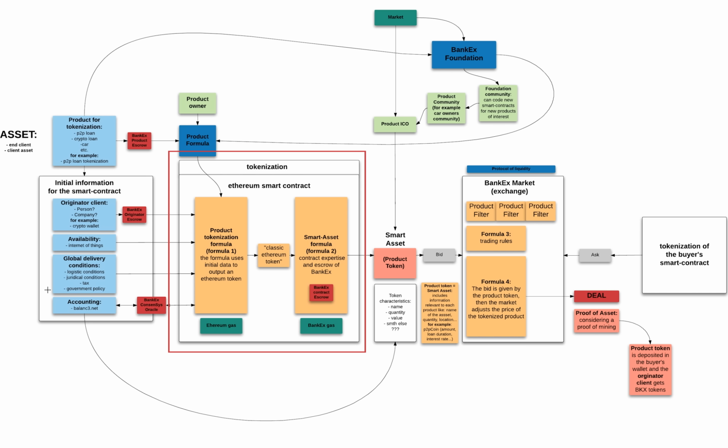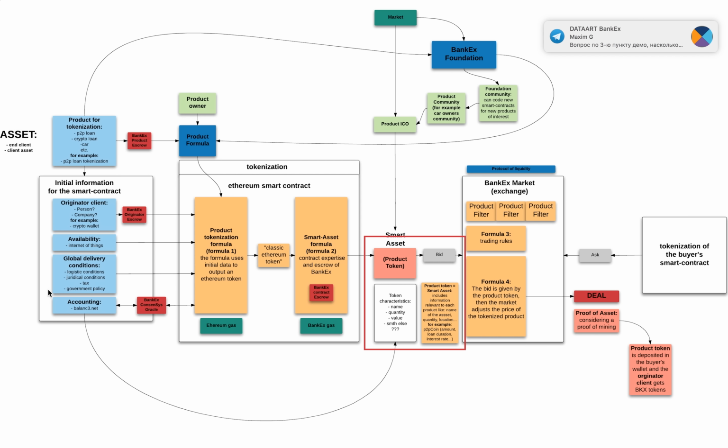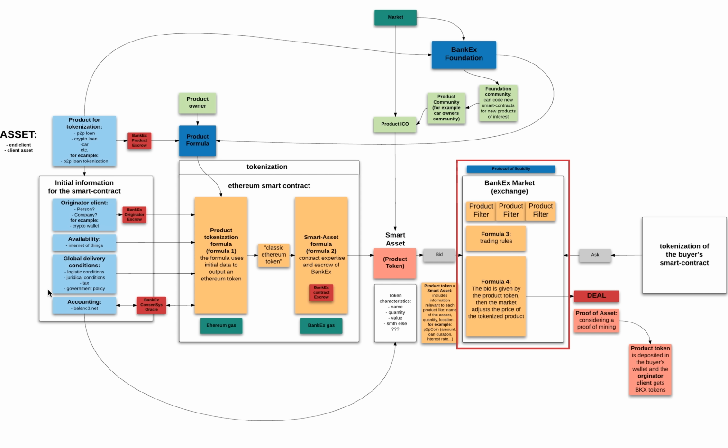Then, after the tokenization was successful, we get a smart asset, also called by us a product token, that has different characteristics in it. Say for a car, it would be the weight, the size, the color, and all this stuff. Then this product token is sent on the BANKEX market, where it goes through different product filters.